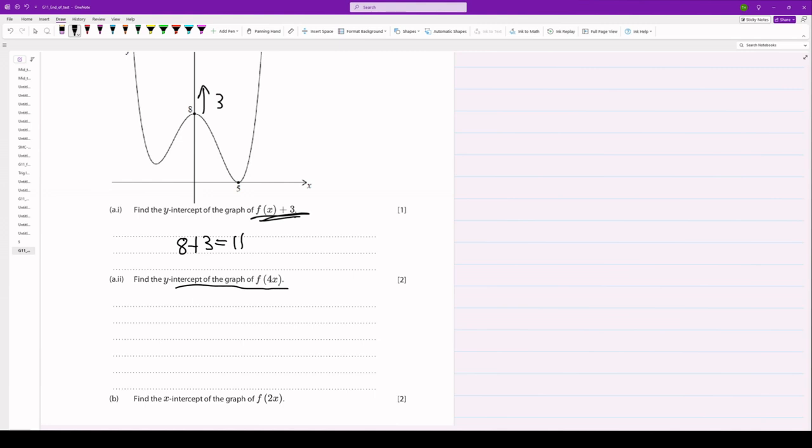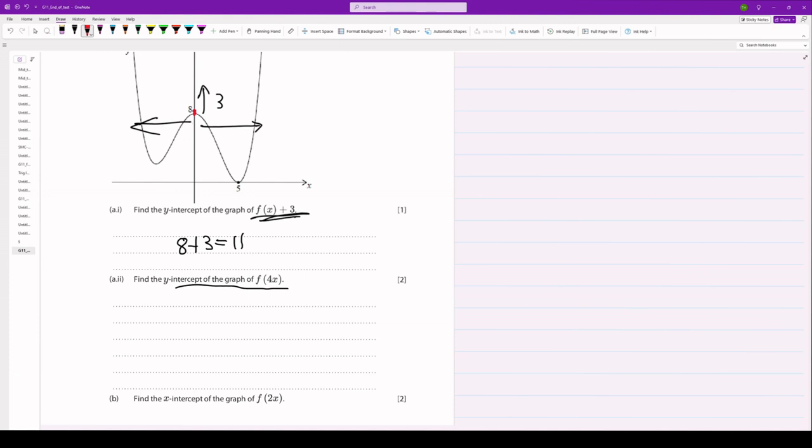We did this on Desmos, we played around with it, and we discovered that this x thing stretches it left and right, horizontal, parallel to the x-axis. But if I'm stretching a piece that is already on the y-axis, it doesn't go anywhere, because x is 0.